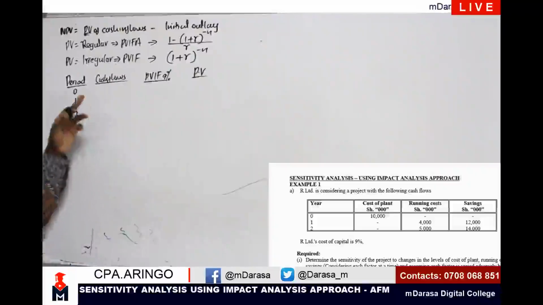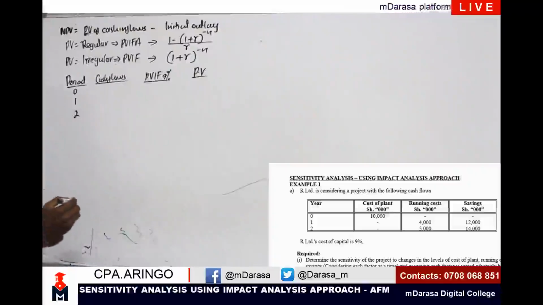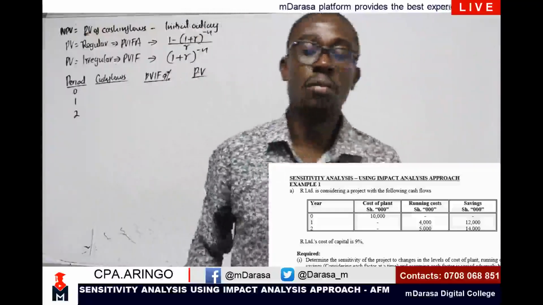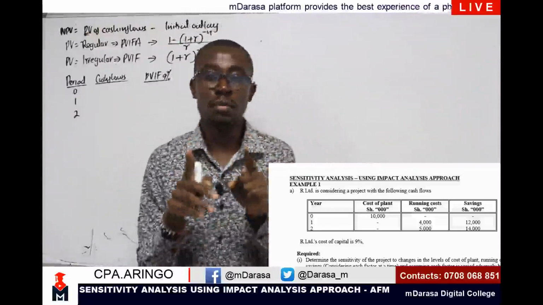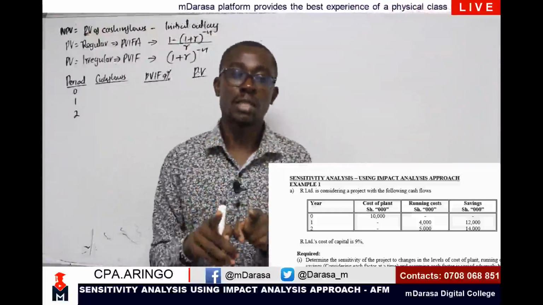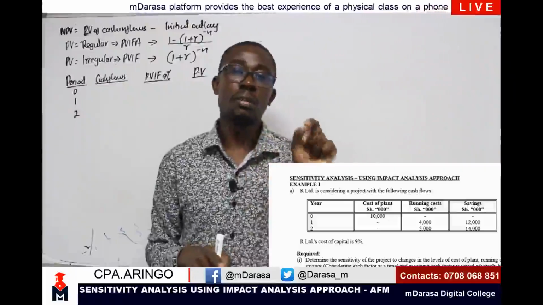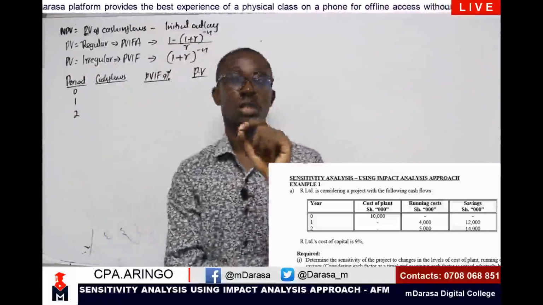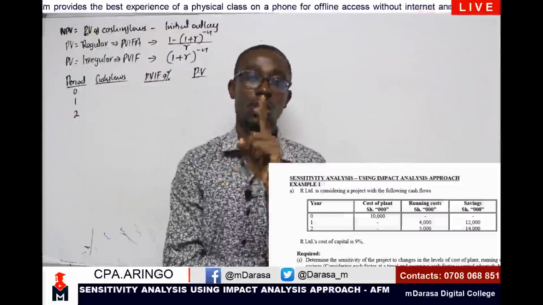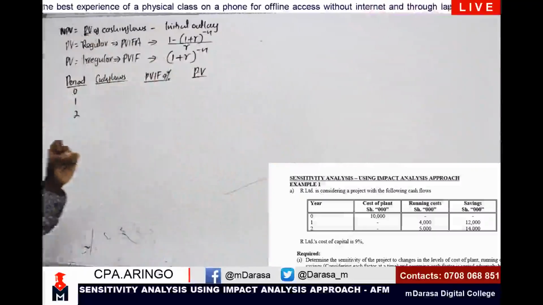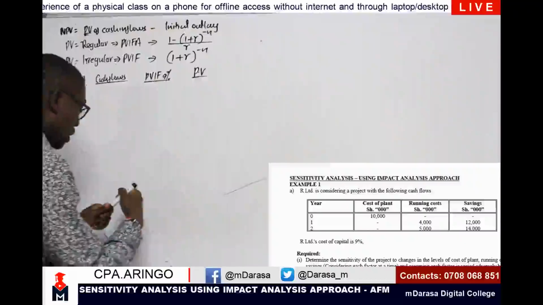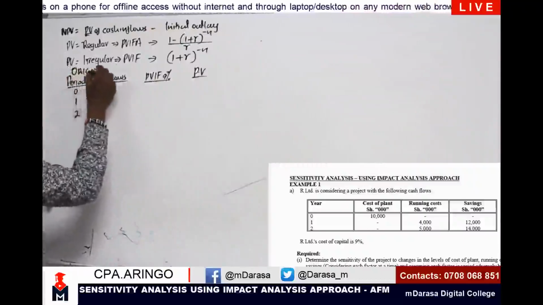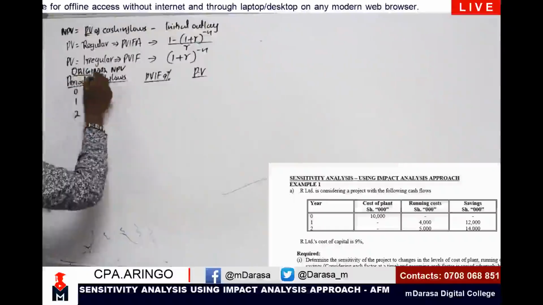So we start with the cash flow in period 0, because our first procedure, my good student, is that we must first of all determine our original NPV. Actually, that should be your first step. Anytime you're using impact analysis, the first thing you need to determine is your original NPV. Determine your original NPV, and that is what we want to determine here.